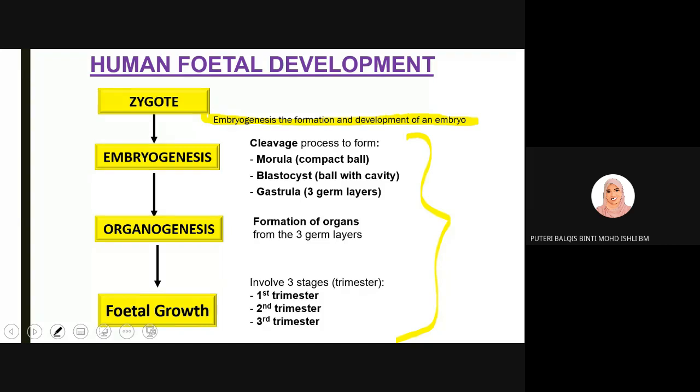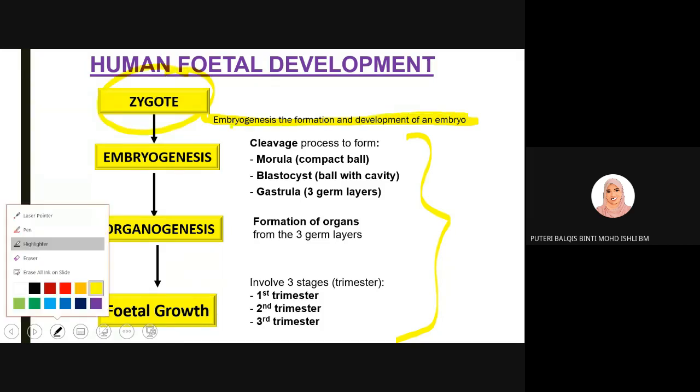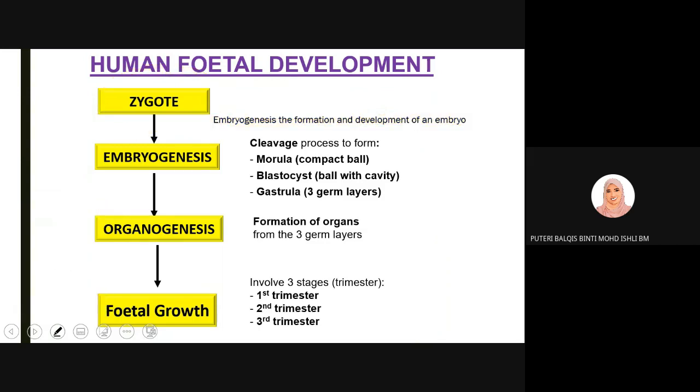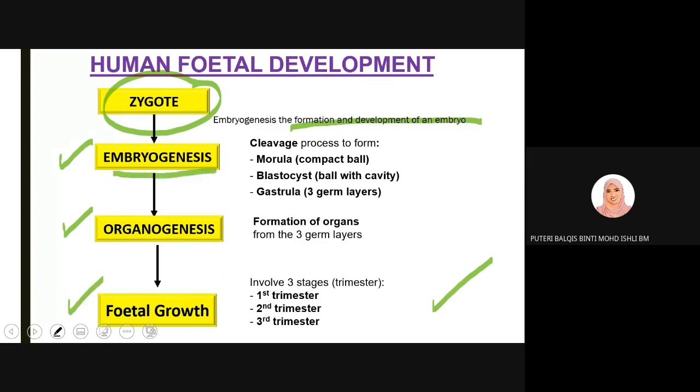Okay, macam Jude cakap tadi, embryogenesis is the formation and development of embryo. Now kita dah dapat zygote, which is a diploid. Macam mana daripada zygote boleh menjadi fetus? Okay, so kita ada zygote, embryogenesis, organogenesis, and fetal growth. Apa itu embryogenesis? Proses pembentukan embryo di mana 3 benda ni akan form.